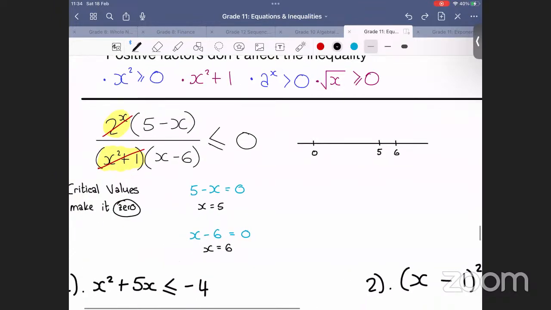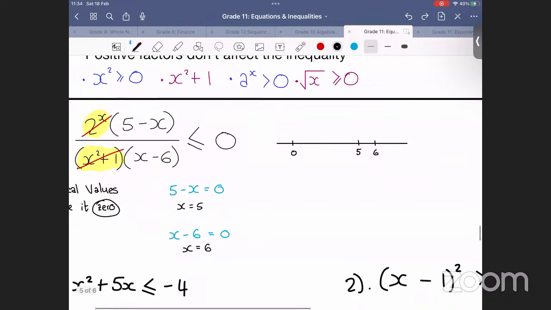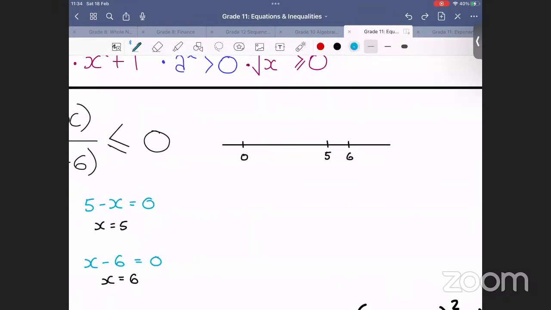Okay, so what we're going to do is, firstly, we have different sections on our number line. The first is before the first critical value, in between the critical values, and after the critical values. We have 3 different sections.